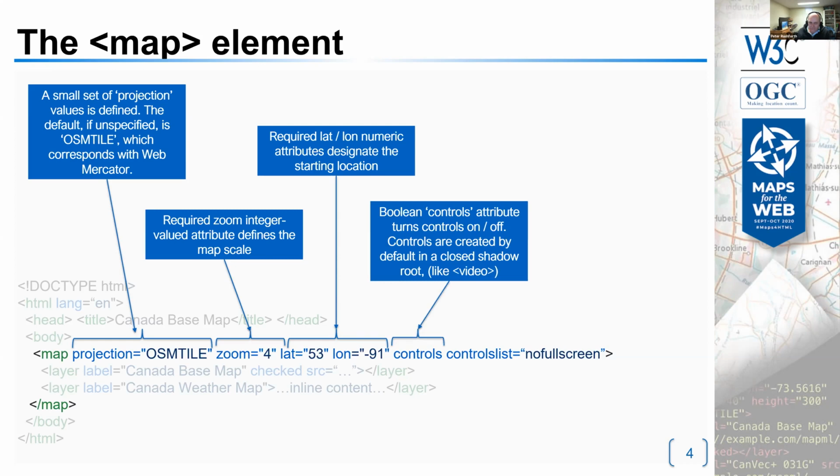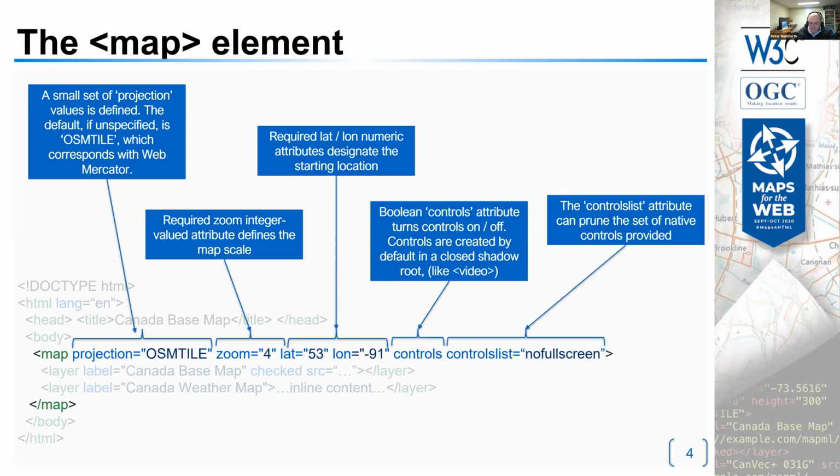The Boolean controls attribute turns controls on or off. Controls are created by default in a closed shadow root, like the video element. The controls list attribute can prune the set of native controls provided.